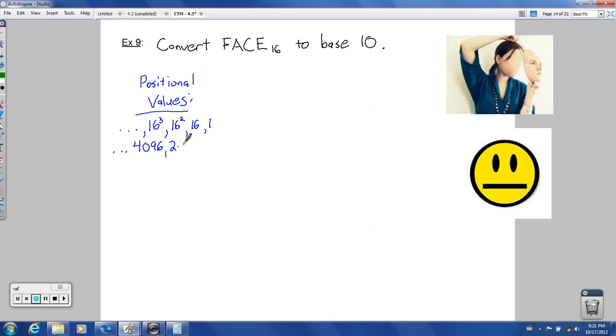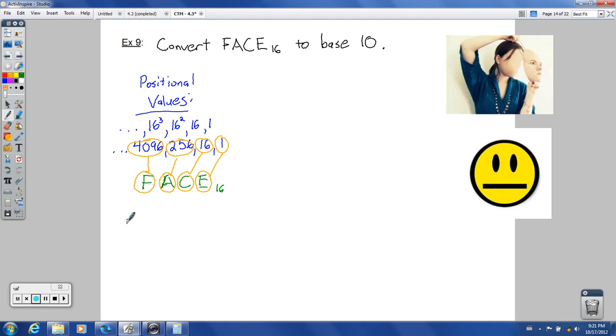And so what's matching up with what? Let me rewrite FACE down here. So F-A-C and E in base 16. So this E matches up with the ones place. The C matches up with the 16's place, or the 16 to the first power place. The A with the 16 to the second power place, 16 squared, and then the F with the 16 cubed place. So how do I work this out again? What does that look like? Remember, this just equals, take that first one, times the 16 cubed, or 4096. We can think of it like that.